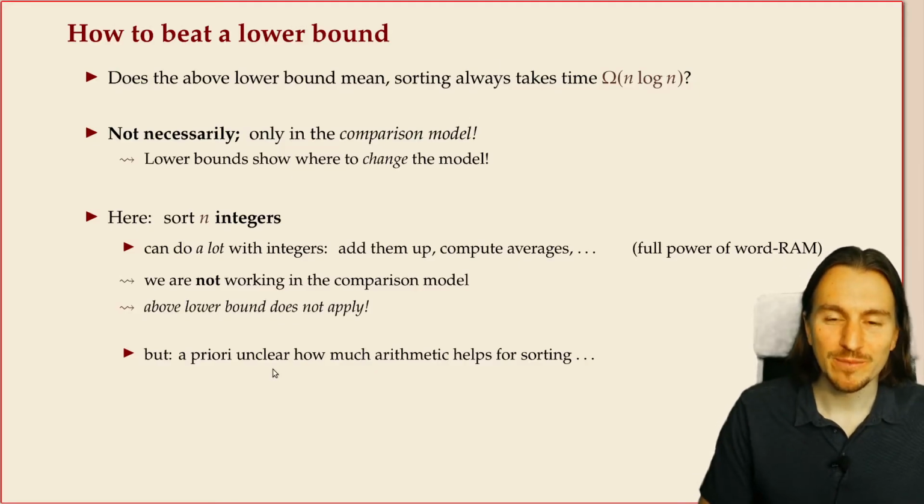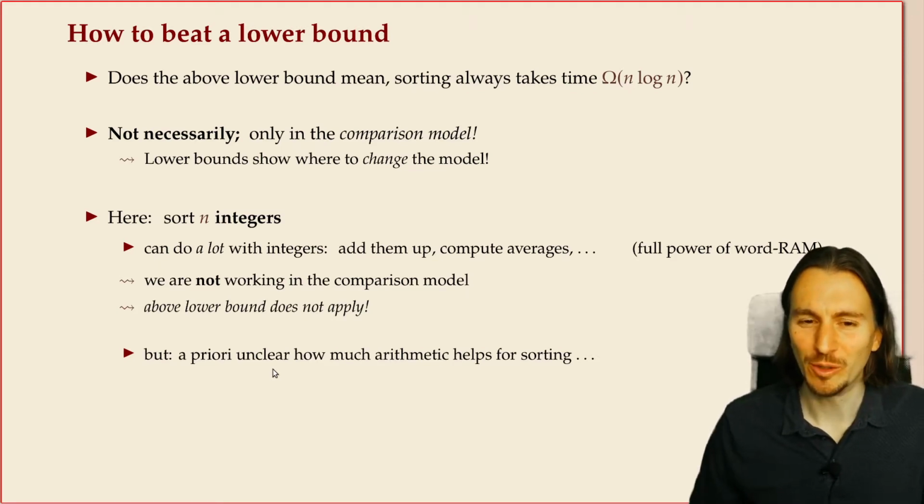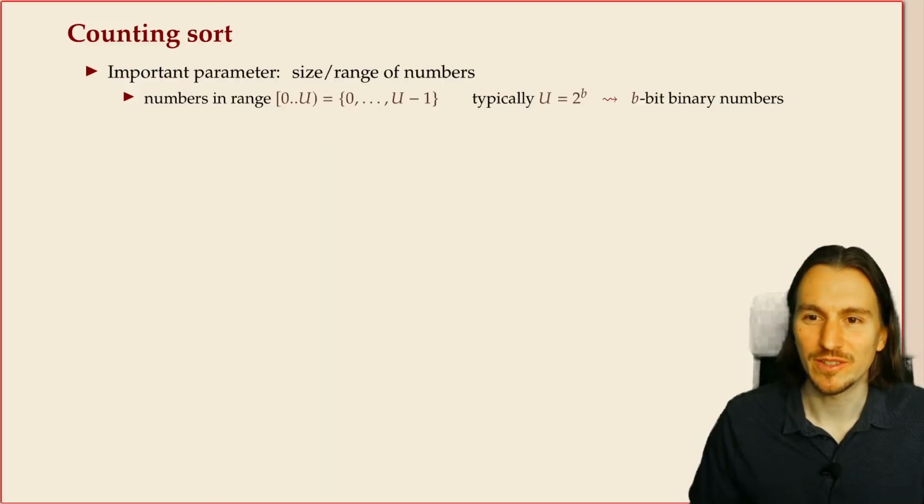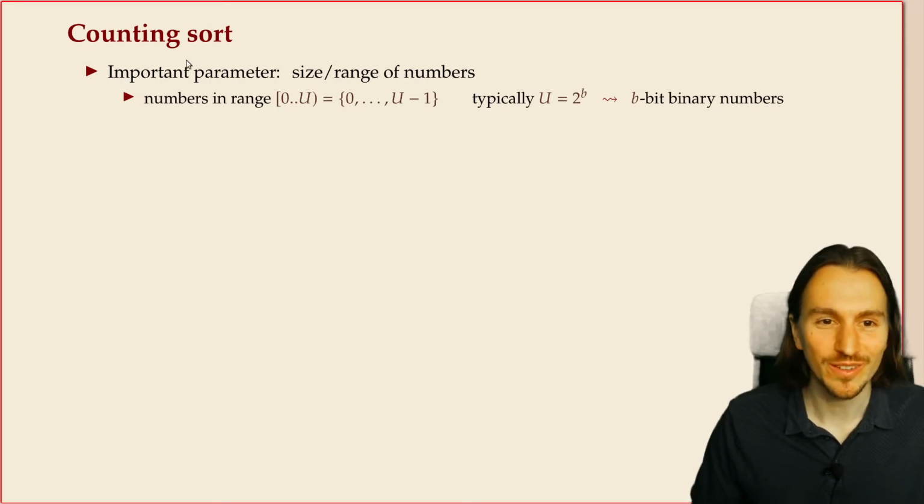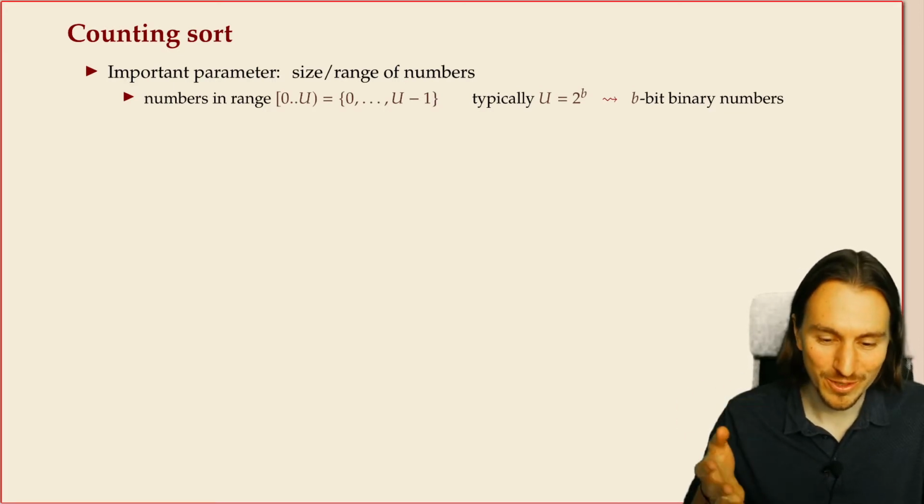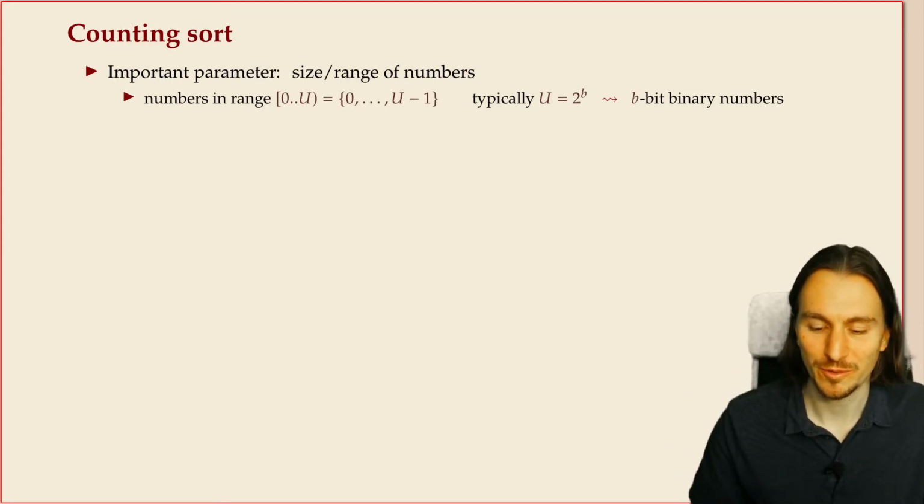A priori, it might seem unclear how arithmetic operations on integers should help for sorting. And in a sense, yes, the arithmetic operations are not what helps us, but something else helps. And so here's the algorithm that will eventually solve this. It's called counting sort, and I bet some of you have seen this before. But I want to go through it in slow-mo because, for one, it's a really beautiful thing to understand and appreciate. And it's also something that we will use as a black box later in this class for something different.